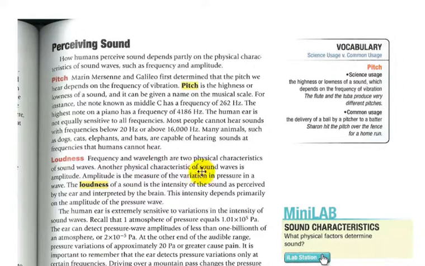Frequency and wavelength are two physical characteristics of sound waves. Another physical characteristic is amplitude. Amplitude is the measure of the variation in air pressure in the wave. The loudness of a sound is the intensity of the sound as it is perceived by the ear and interpreted by the brain. The intensity depends primarily on the amplitude of the pressure wave.